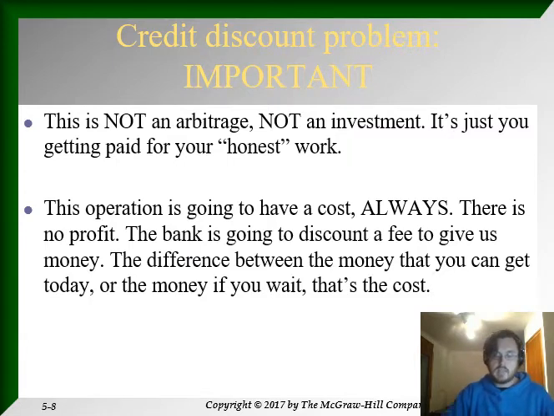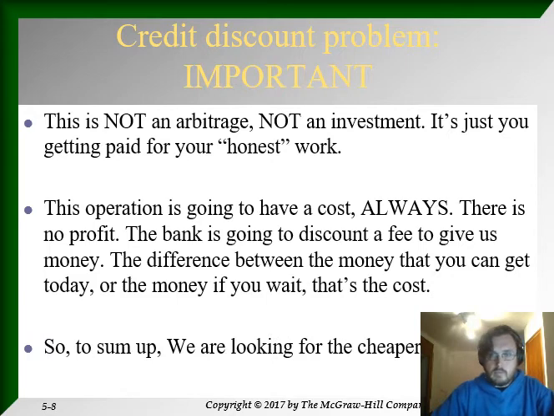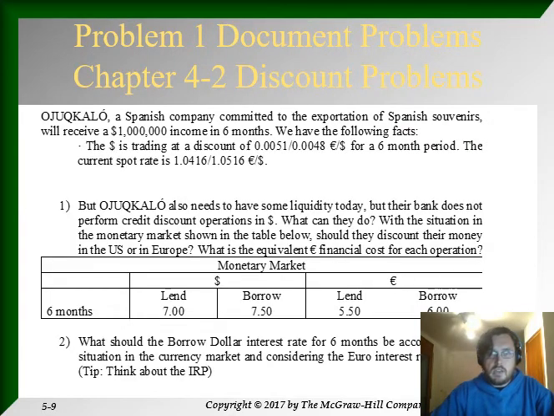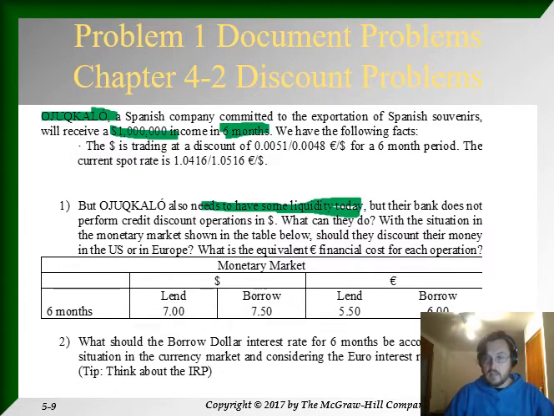All right, so let's see a problem. I'm looking for a cheaper operation. This is going to be our first problem. Ojuge Caló is a Spanish company committed to the protection of Spanish souvenirs. So we are a Spanish company, and in 6 months we are receiving $1,000,000, and so we need some liquidity today. That's the idea.